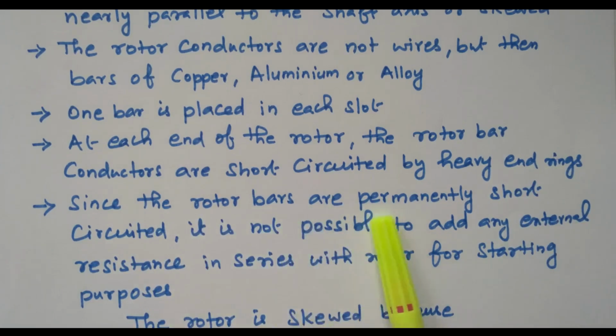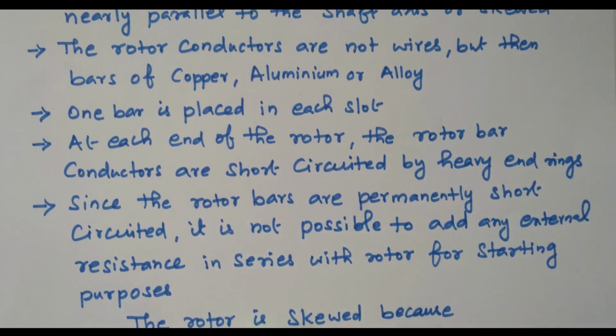Since the rotor bars are permanently short circuited, it is not possible to add external resistance. I already told you that in the second type we can add external resistance. In the first type the copper bars are permanently placed, so it is not possible to modify the resistance or add any resistance in series with the rotor for starting purposes. During starting, if you add a resistor, the motor will take less current. We can reduce the starting current, but that is not possible in the case of this squirrel cage rotor.